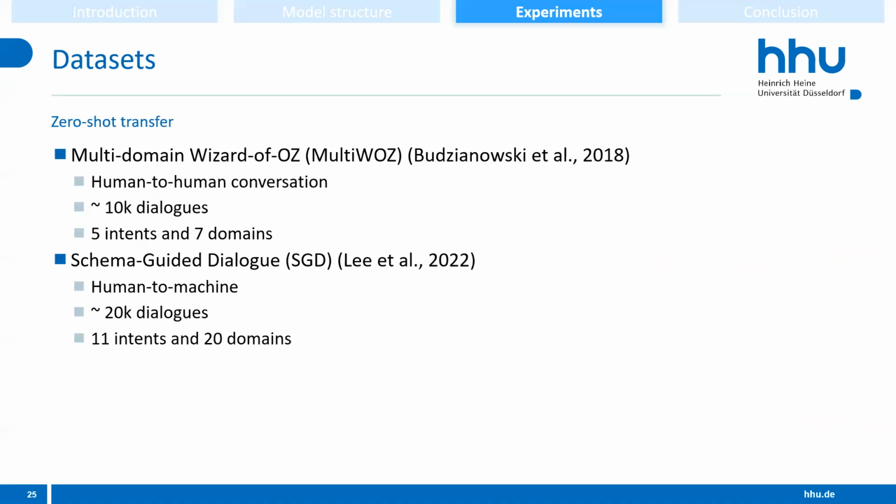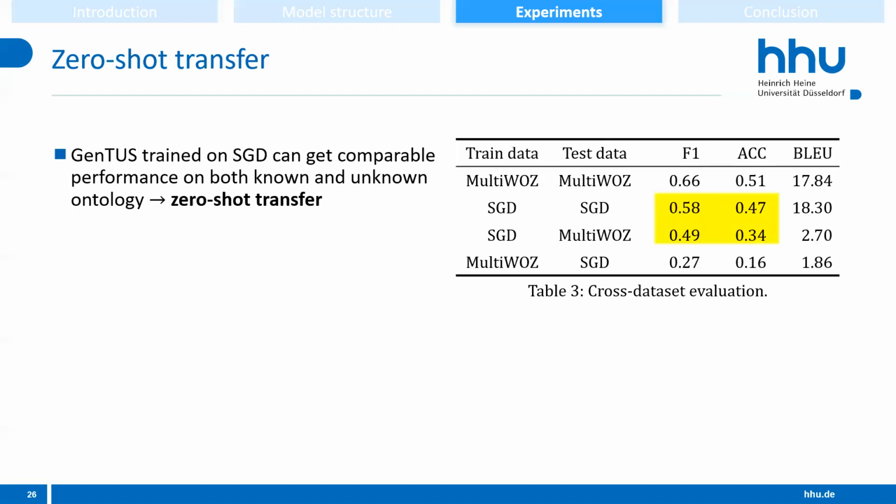Then for the zero-shot transfer experiment, we include another dataset, the schema-guided dialogue dataset, which is a human-to-machine conversation dataset including 20,000 dialogues, with 11 intents and 20 domains, which means the SGD dataset is more complex than MultiWOZ. So we train GenTUS on 2 different datasets. So we have 2 versions of GenTUS and test on the same dataset or a different one.